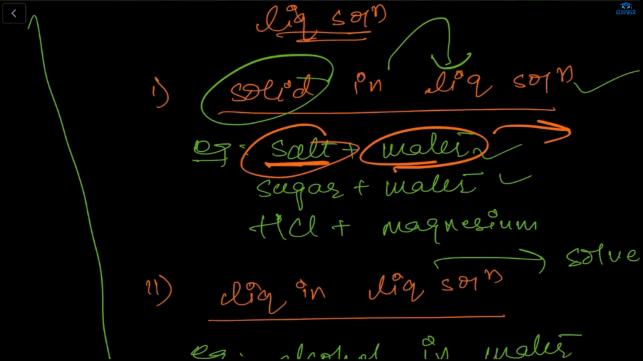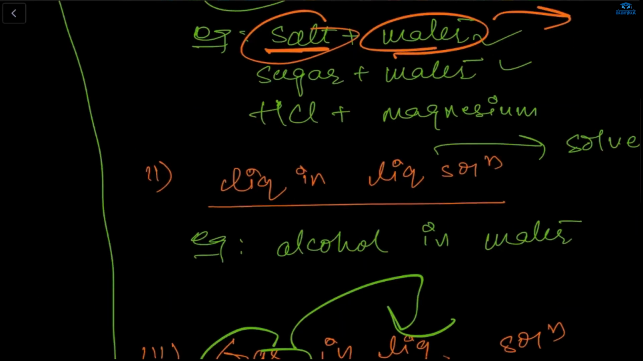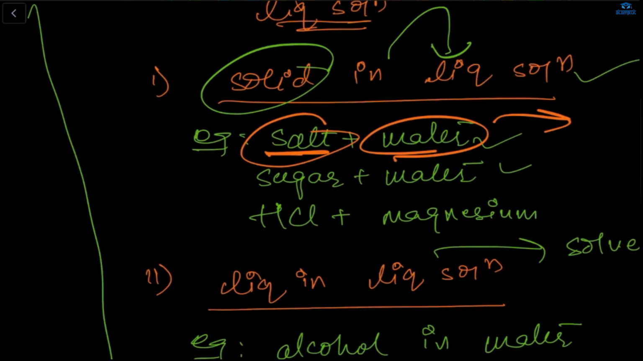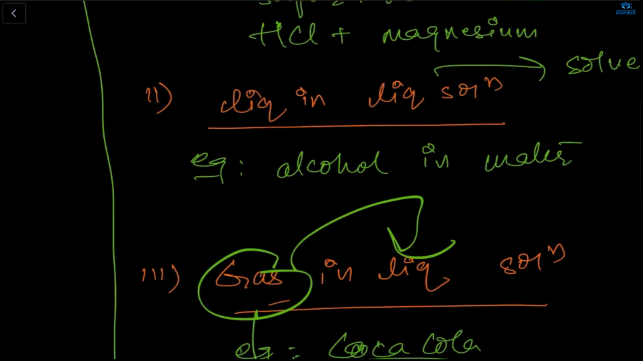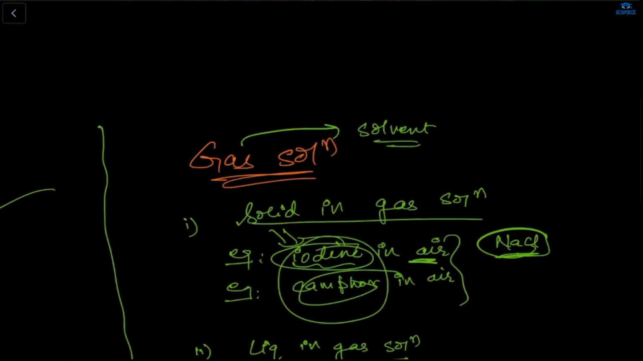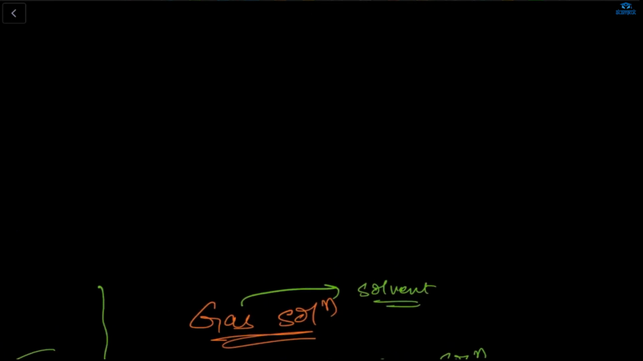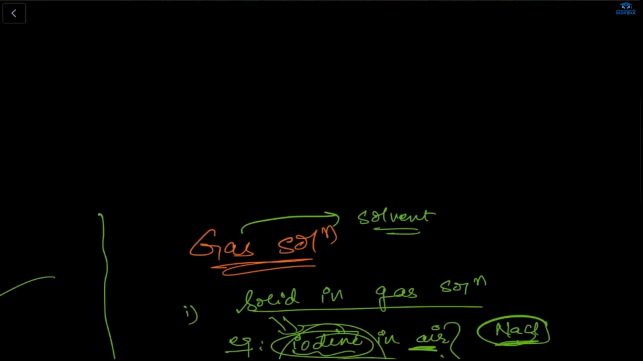Now, what is liquid and liquid? Alcohol and water. Yes, alcohol and water. And gas and liquid? Ma'am, carbonated water, Coca-Cola or any Sprite drink. Any drink. Yes. Now, what is solid in gas? Like smoke. Ma'am, smoke, iodine. Ma'am, dust? Smoke, dust. Yes, we can say.